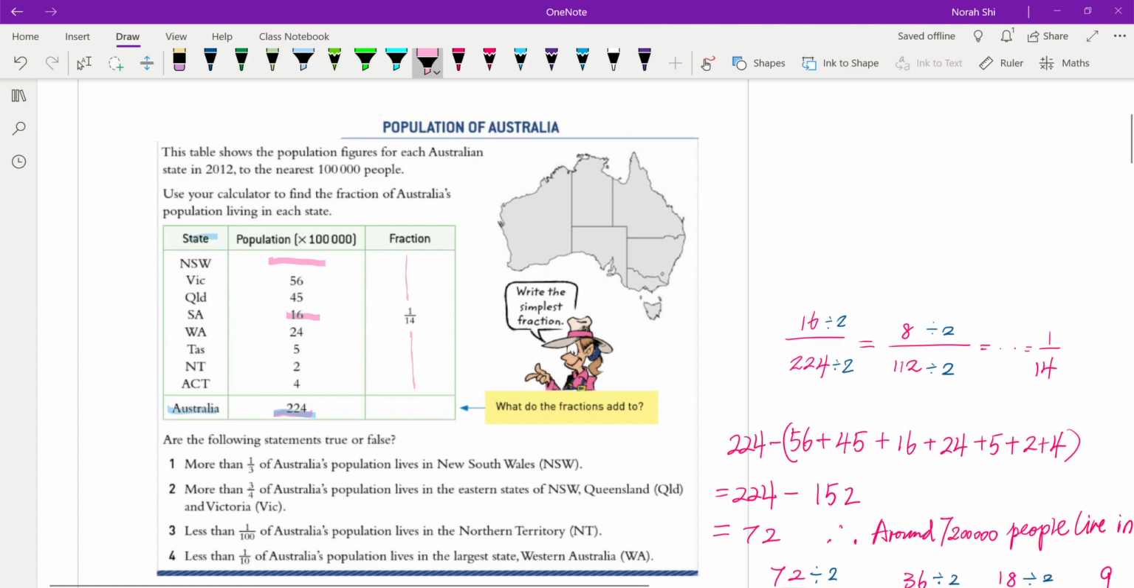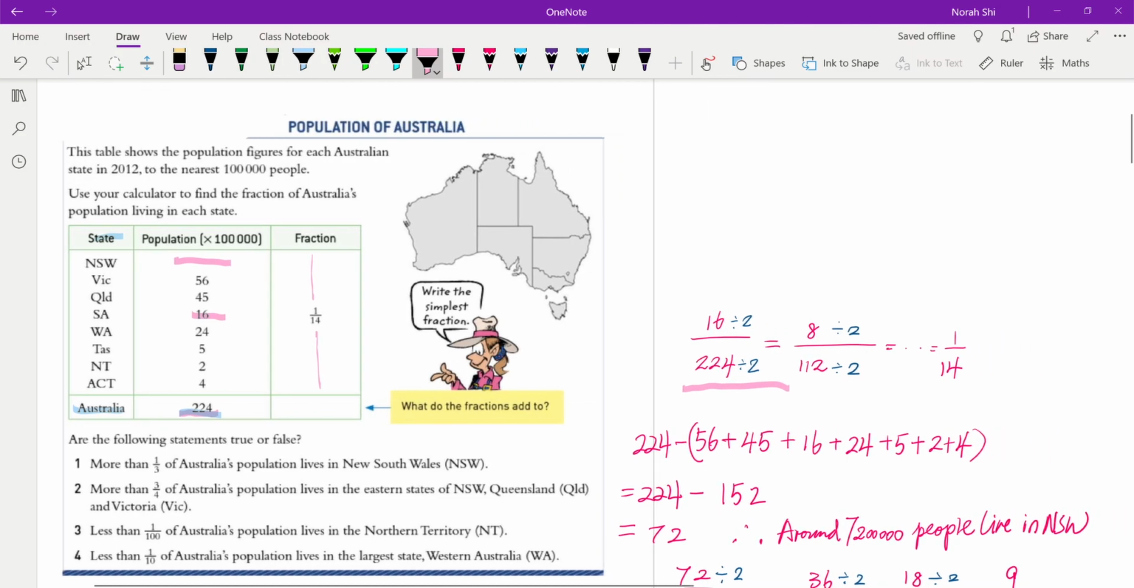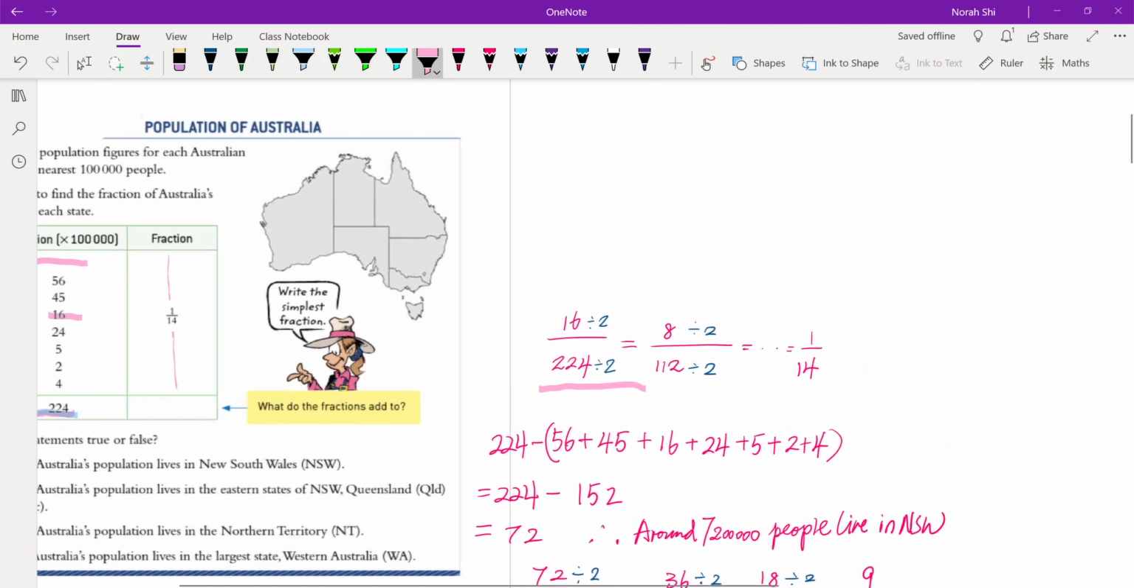We divide 16 by 224, and remember to simplify the fraction, because both of them are even numbers. We're going to divide both numerator and denominator by 2, and then it's 8/112. And again, both of them are even numbers, so repeat this process again and again, and eventually you will get the fully simplified fraction, which is 1/14.